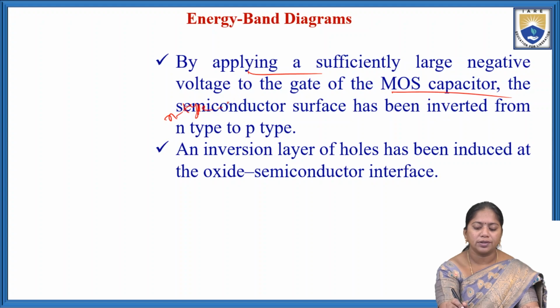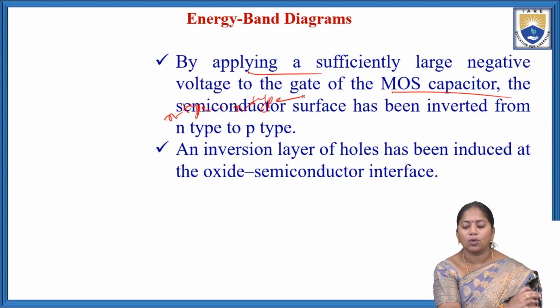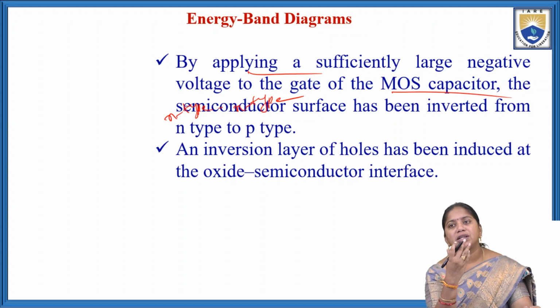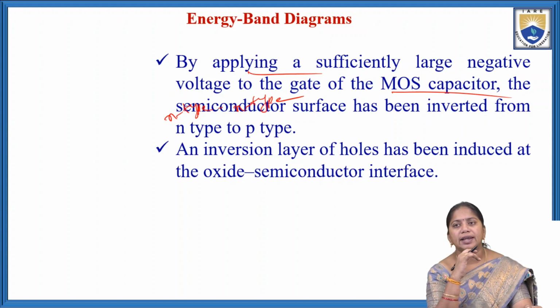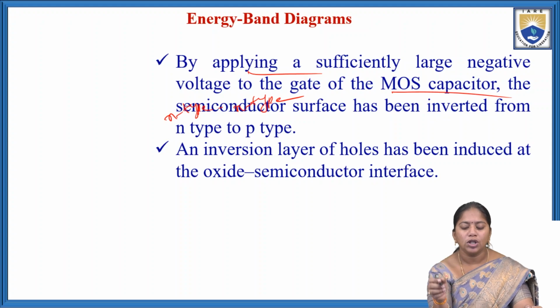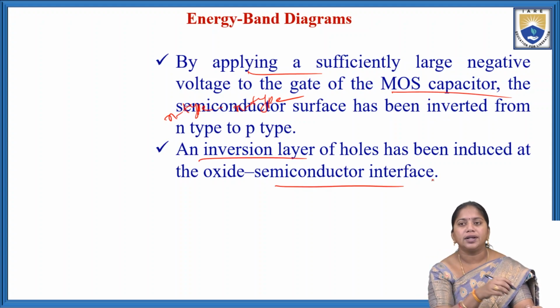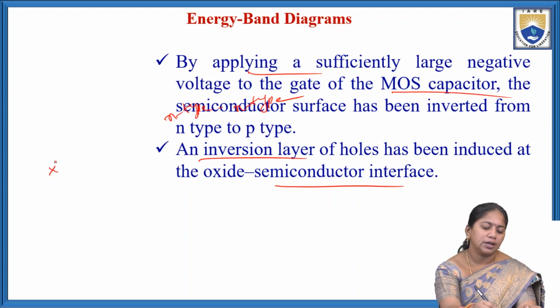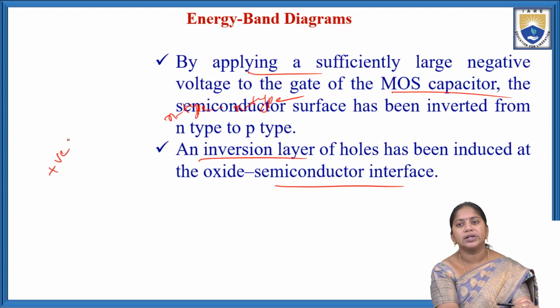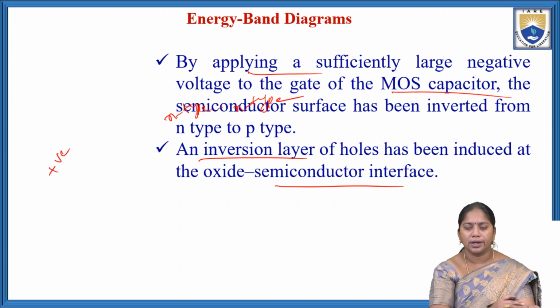In the previous case it was inverted from p-type to n-type. Now we are using the n-type substrate. When we apply a sufficiently large negative voltage, it can be inverted from n-type to p-type. An inversion layer of holes has been induced at the oxide semiconductor interface. Here, positive charge of holes is induced at the oxide semiconductor interface.